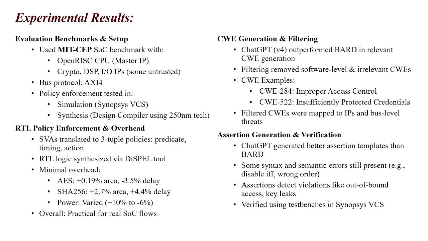Now next we'll go on to see the experimental results. Now we'll start with the evaluation benchmarks and setup. Now the authors use the MIT CEP SoC benchmark, which includes an OpenRISC CPU acting as a master and multiple other IPs like crypto, DSP and IO, some of which are marked as untrusted. The SoC communicates over an AXI4 bus, which is a standard interconnect in industry designs.